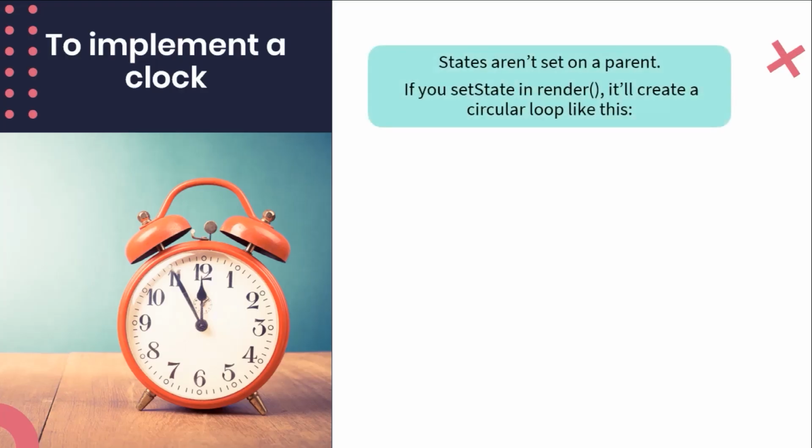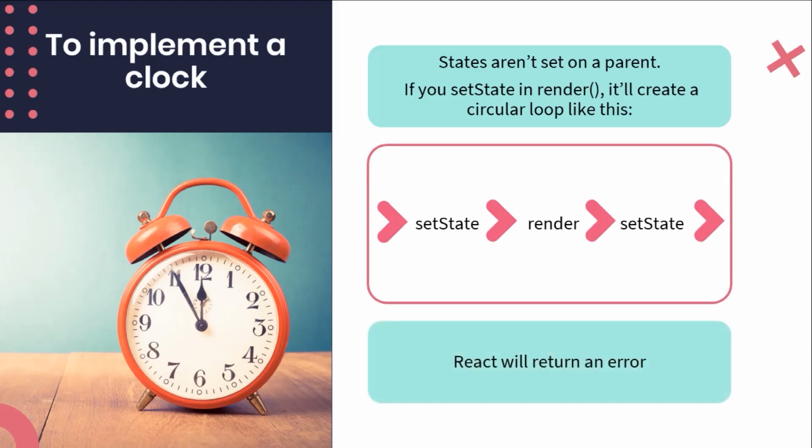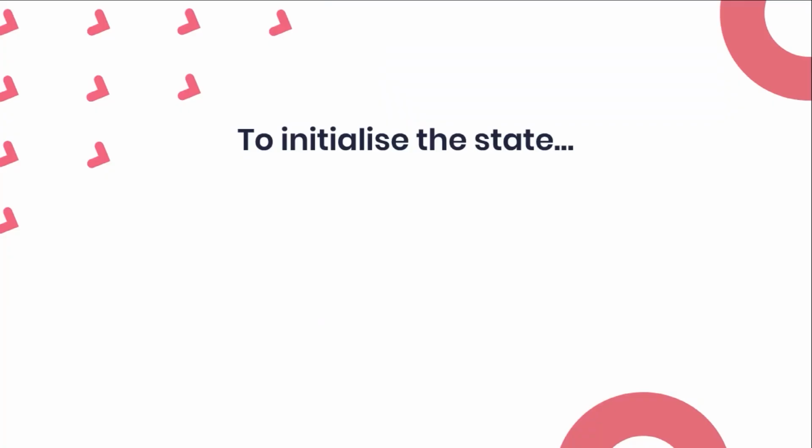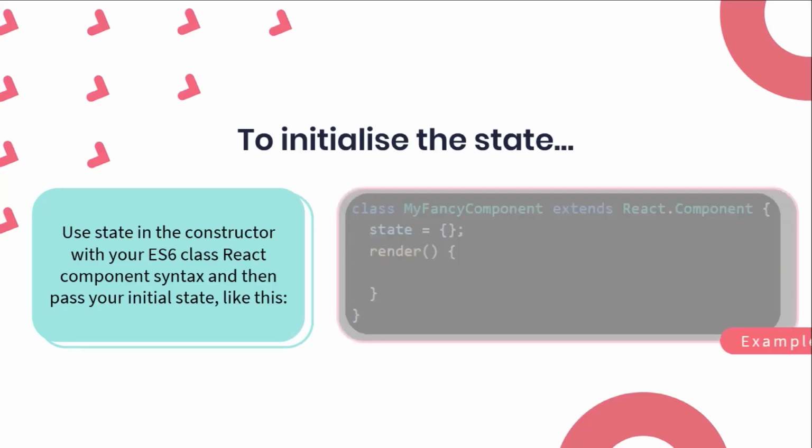Unlike properties, states aren't set on the parent, and you can't set state in render either because it'll give you a circular loop like this. And in this case, React will throw an error. So far, you've seen that before you use state data in render, you must initialize the state. To set the initial state, use this.state in the constructor with your ES6 class React component syntax, and then pass your initial state, like this.